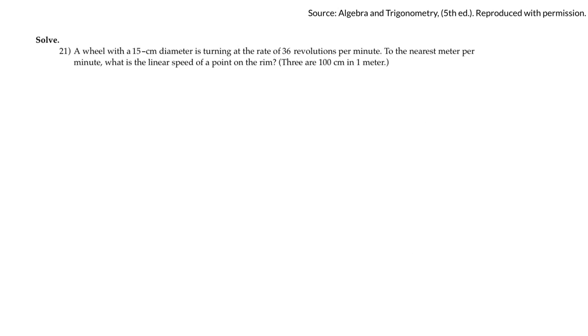Okay, that's a good question. I like that one. Okay, here's a trig question, radians. A wheel with 15 centimeter diameter. Oh, I don't like that. Let's change that right away to radius. Is going 36 revolutions per minute. To the nearest meter, they want to know what the linear speed is. So this is an angular velocity, and what I'm looking for is a linear velocity. So I'll be using this formula.